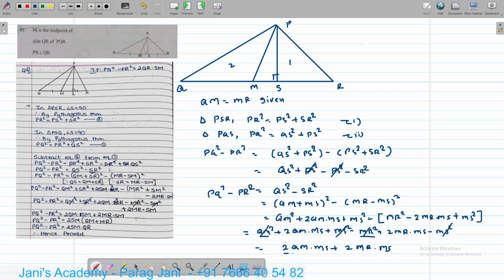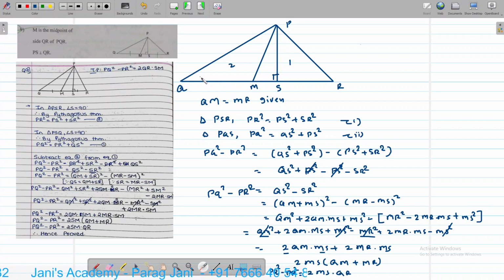Now 2 MS you can take common. You are left with QM plus MR. QM plus MR is nothing but QR. So just write it down here, 2 MS dot QR. So PQ square minus PR square is equal to 2 MS dot QR, which is what you are supposed to prove.